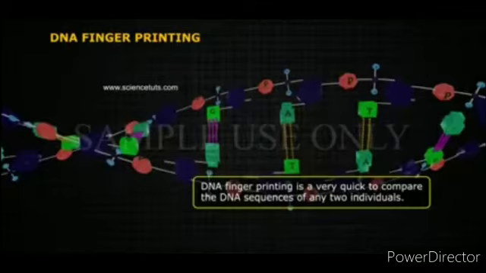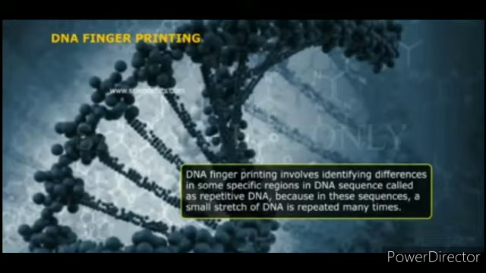DNA fingerprinting is very quick to compare the DNA sequence of any two individuals. DNA fingerprinting involves identifying differences in some specific regions in DNA sequence called repetitive DNA, because in these sequences a small stretch of DNA is repeated many times. See, listen, repetitive DNA: a small stretch of DNA is repeated many times.